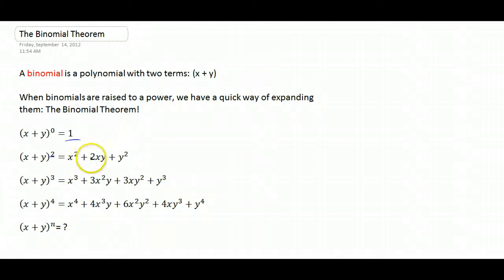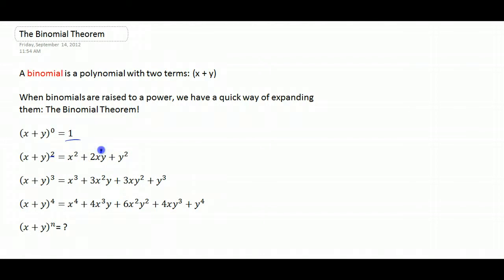And if I square a binomial, I get 1x squared plus 2xy plus y squared. If I cube it, I get this. If I raise it to the fourth, I get this. So what happens if we raise it to higher powers? Well, the binomial theorem lets us figure out what happens quickly. But before we move on to that, let's look at some patterns.